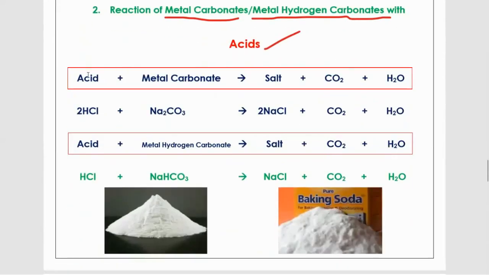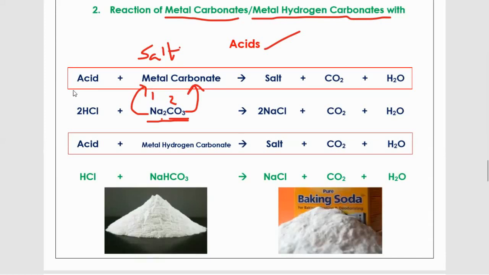So acid plus metal carbonate. Metal carbonate is nothing but salt. But you see that in that salt there will be two parts. You can observe this Na2CO3, two parts. First part is Na, that is metal, and second part is CO3, that is carbonate. So whenever you see a salt with metal and carbonate, you can say that salt is a metal carbonate.